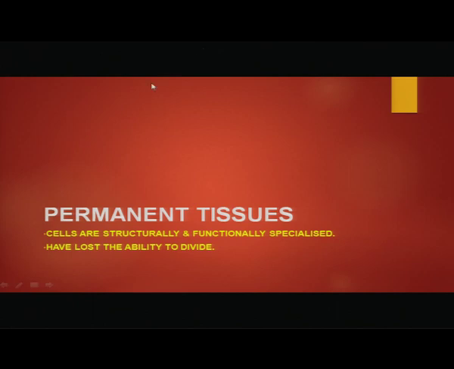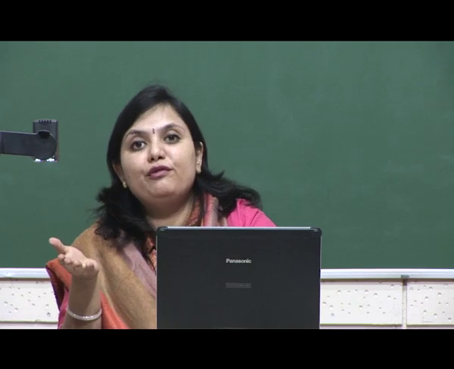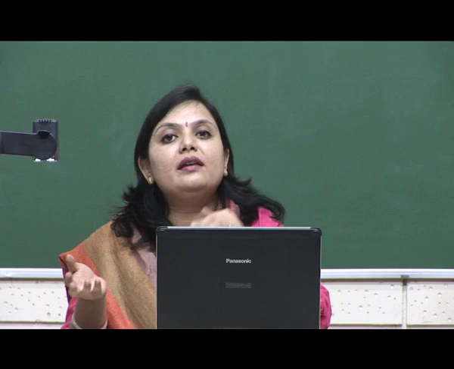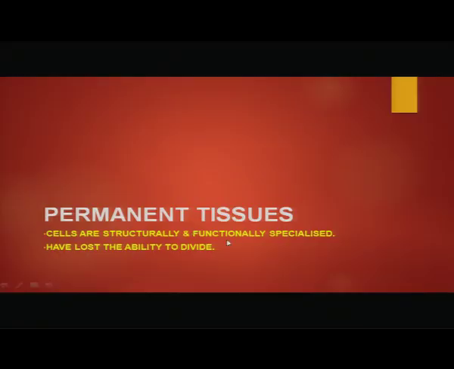Let us move on to the permanent tissues now. What are permanent tissues? Here the cells are structurally and functionally stabilized and specialized also. That is, the cells which were chopped off from meristems have grown and matured and have acquired their particular function and structure accordingly. That is, they have been differentiated. So, permanent tissues are those tissues whose cells are differentiated and they also have lost the ability to divide.